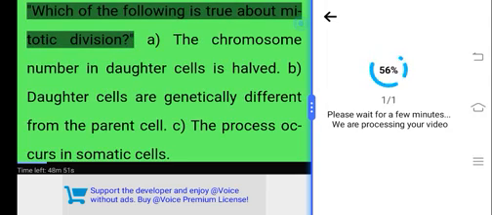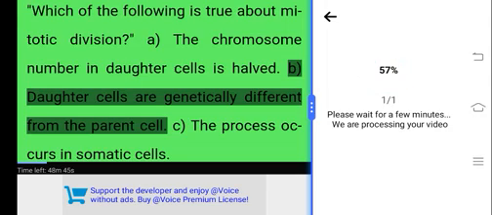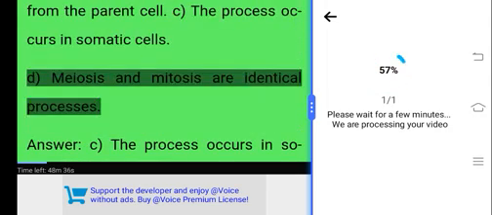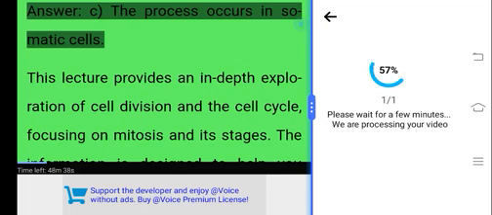Question, CSIR NET 2018. Which of the following is true about meiotic division? A, the chromosome number in daughter cells is halved. B, daughter cells are genetically different from the parent cell. C, the process occurs in somatic cells. D, meiosis and mitosis are identical processes. Answer: C, the process occurs in somatic cells.